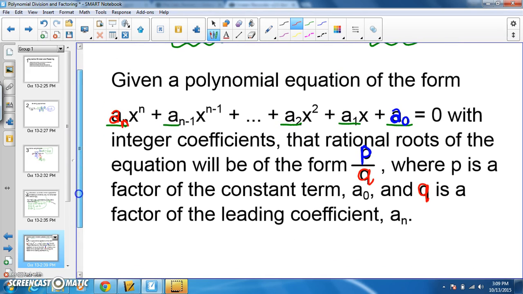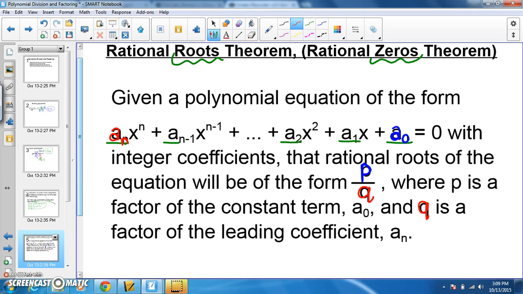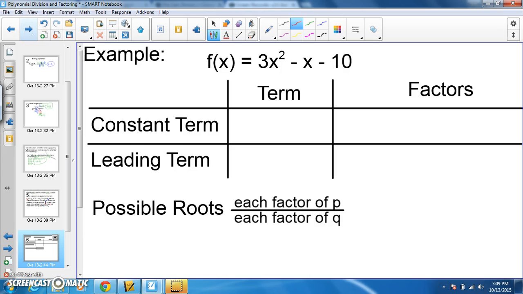So if we try one of these, it'll make a little bit more sense to us. So we have our polynomial equation, 3x squared minus x minus 10. We want to know what is the constant term, and the constant term is 10. What is the leading term? The leading term is 3.